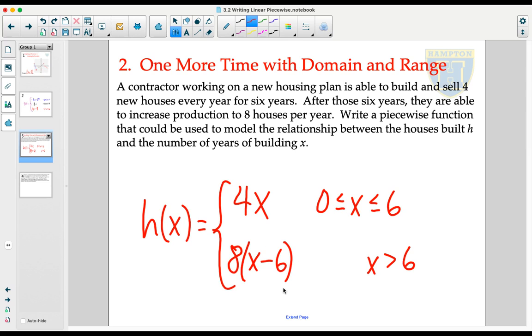This part of the function must also compensate for those houses that are already built. If the 6 years had already gone by, then that means that 24 houses were already built: 4 houses a year for 6 years. So if we're using the second part of the piecewise function, we need to make sure that we have those 24 houses accounted for. Otherwise, it's going to be like the contractor is starting over in the 7th year. They won't have had all of that progress that they accrued up until that point.